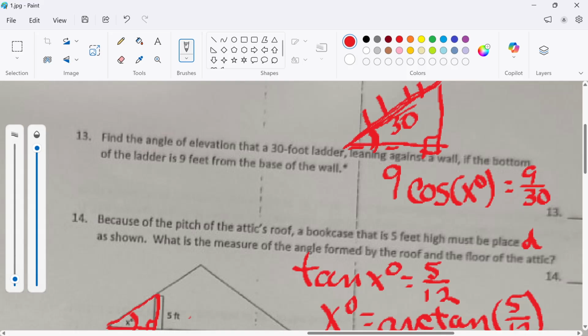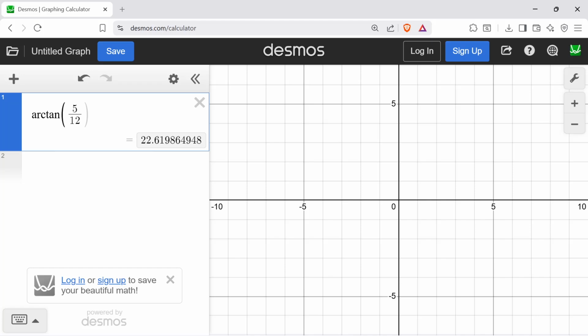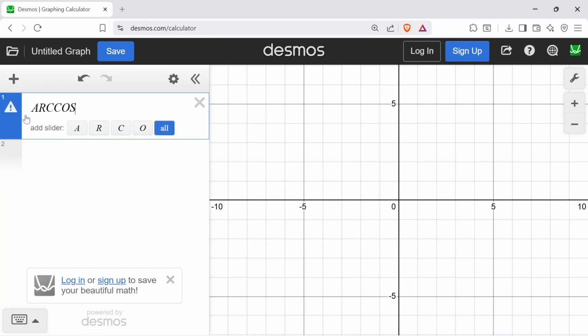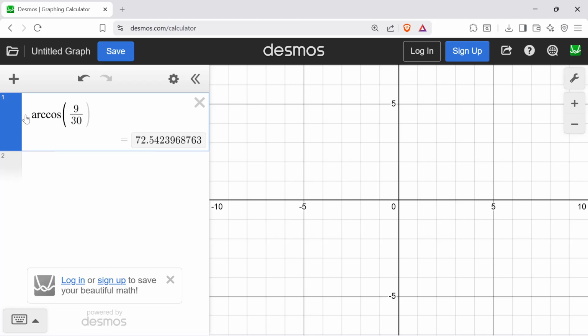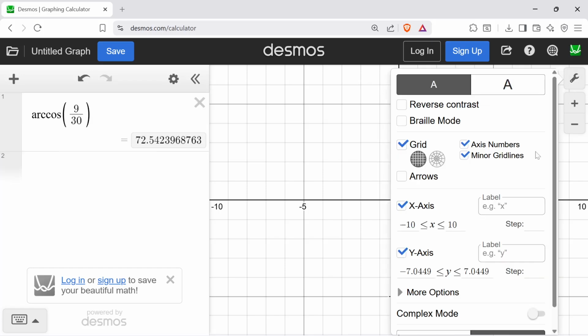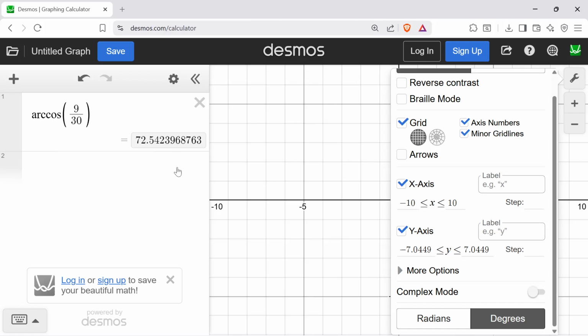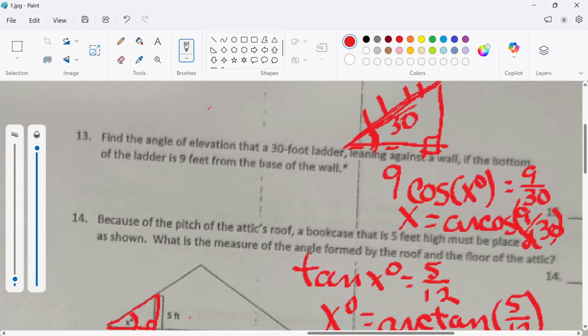And now I need to find the angle, so it's going to be x equals arc cosine 9/30. And again, I will round it to the nearest whole number. Arc cosine 9/30. Whoops, I didn't want that in all caps. 9 over 30. I will make sure that I am in degree mode. 72.542, well, approximately 73 degrees. So that's it.